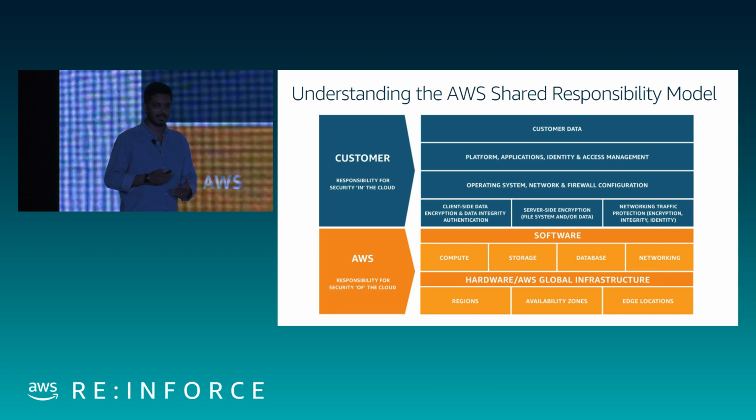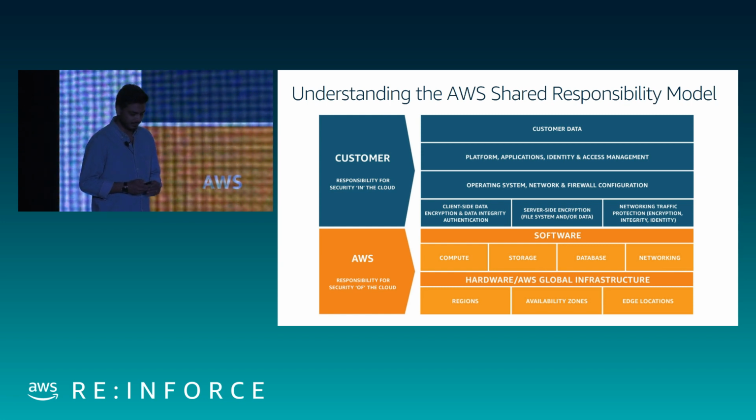The AWS shared responsibility model is between the customer and AWS. AWS is responsible for security of the cloud, and customers are responsible for security in the cloud. So AWS delivers security of the cloud, meaning it protects the infrastructure that runs all of the services offered in the AWS cloud. AWS operates, manages, and controls the components from the host operating system and virtualization layer down to the physical security of the facilities where AWS cloud and services operate.